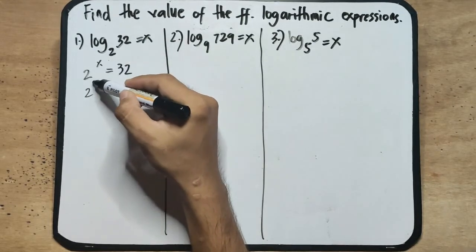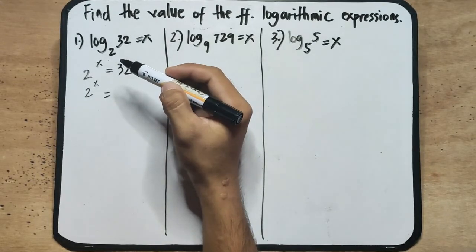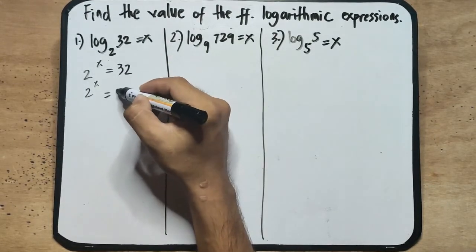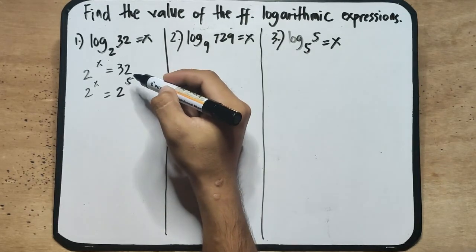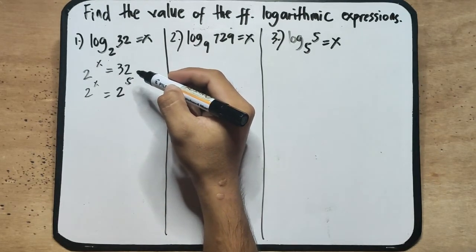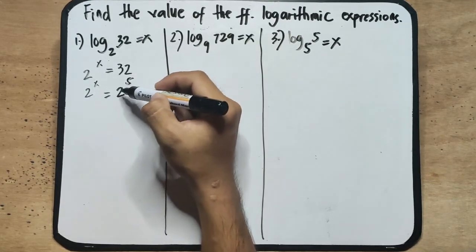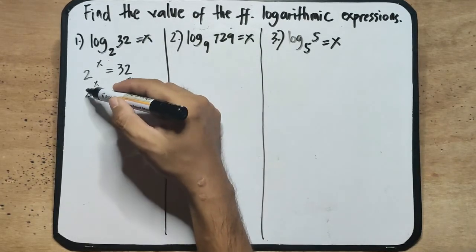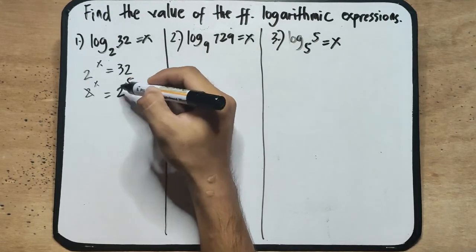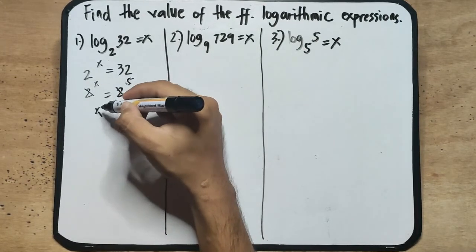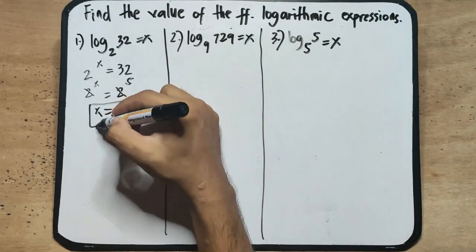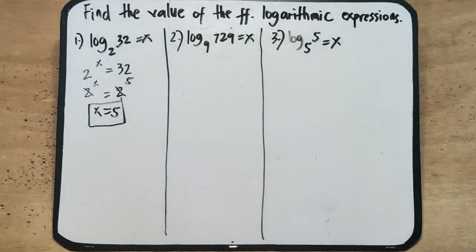So we know that 32 is a multiple of 2. So that is equivalent to 2 raised to 5, since 2 times 2 times 2 times 2 times 2 is 32. Since we already have the same base, we can disregard the base, we can bring down the exponents. We have x is equal to 5. So this is the answer.